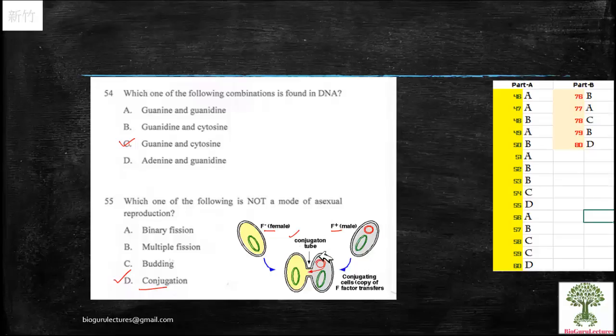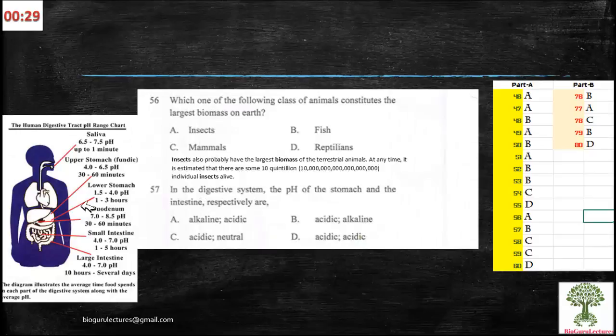Let's move on to next question. 56th one. Which one of the following class of animals constitutes largest biomass on Earth?